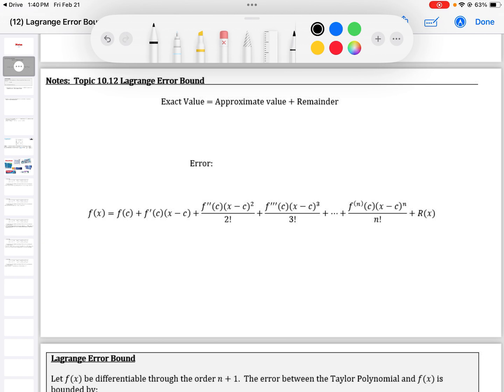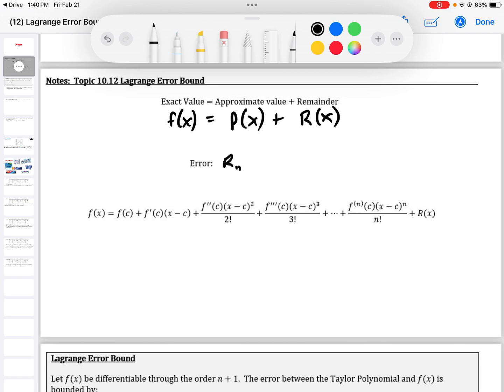So the exact value, if we're talking about a function, remember, we're trying to use these Taylor polynomials to approximate functions like sine, cosine, natural log. So the exact value would be f of x. The approximation is our Taylor polynomial, we'll call it p of x, plus the remainder, which is going to be r of x. Hopefully that makes sense. So the approximation plus the remainder is going to be your exact value, and your remainder could be negative.